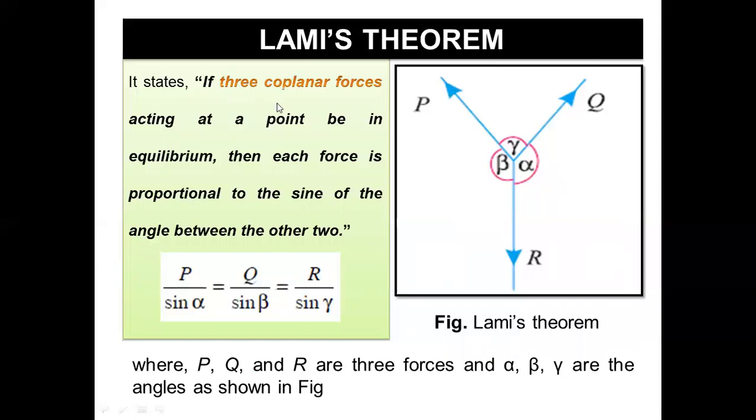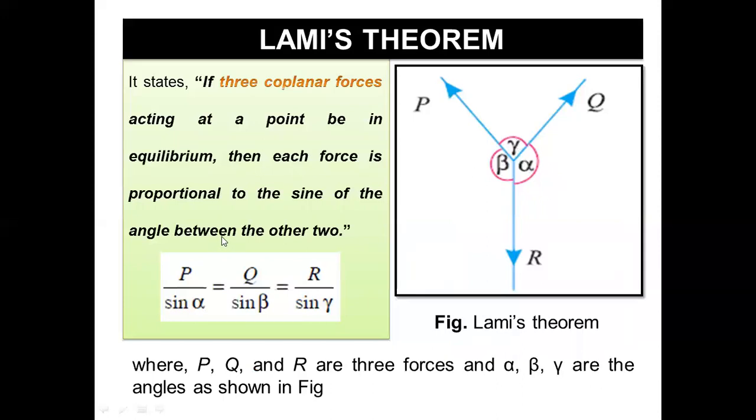It states that if three coplanar forces acting at a point are in equilibrium, then each force is proportional to the sine of the angle between the other two forces. Here you see there are three forces acting, P, Q and R, which frame angles with the other two opposite forces. For the P force it is alpha, for Q it is beta, and for R it is gamma.